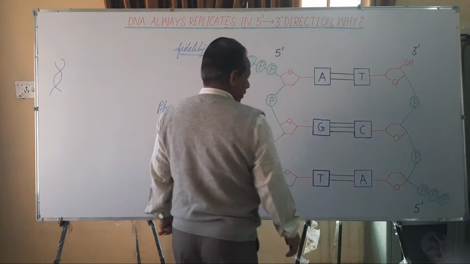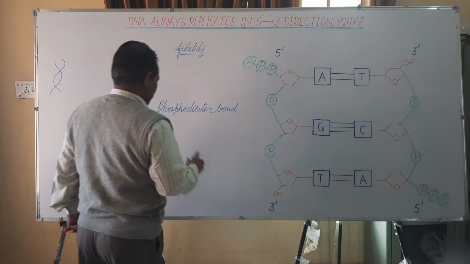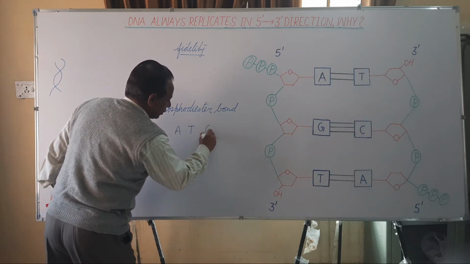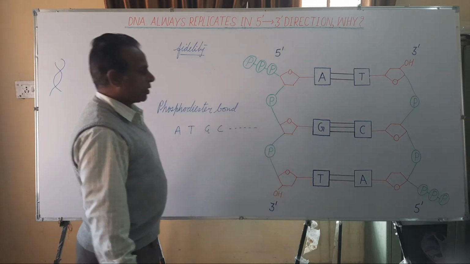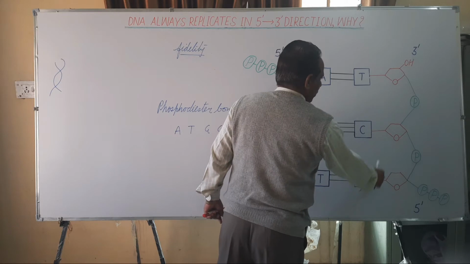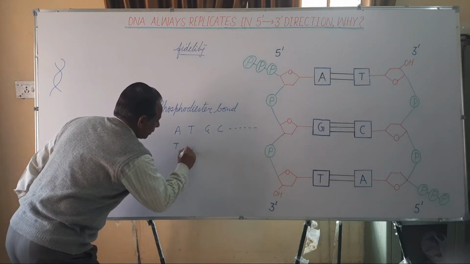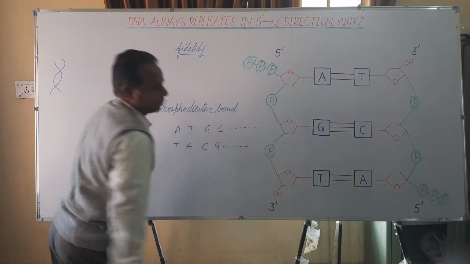Both chains are complementary, not identical with one another. Means the order of the nucleotide sequence on one strand is A, T, G, C and so on. The order of the sequence of the nucleotides on the complementary strand will be T, A, C, G and so on.